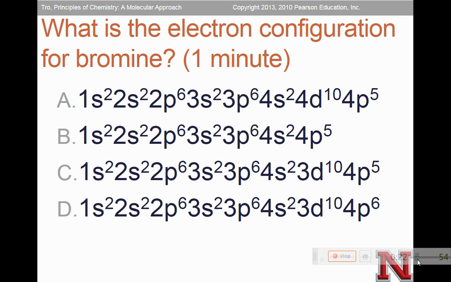Are we going to go over the orbitals at all? Yes.